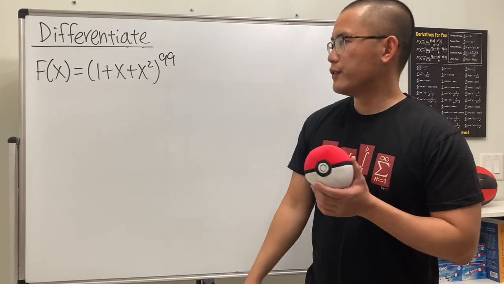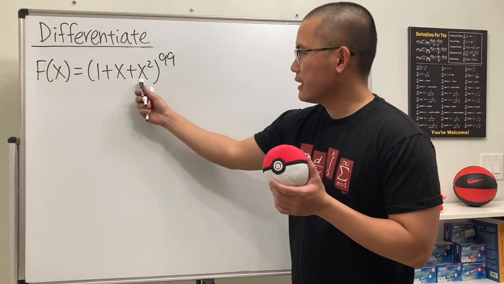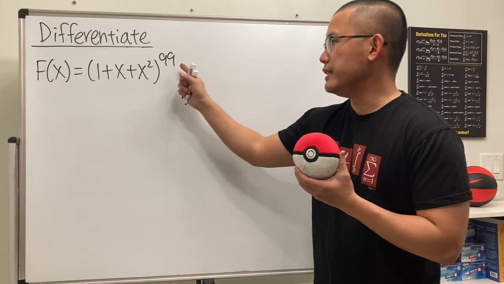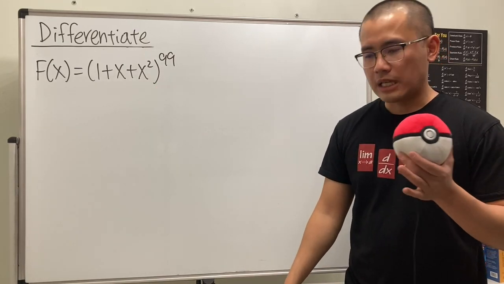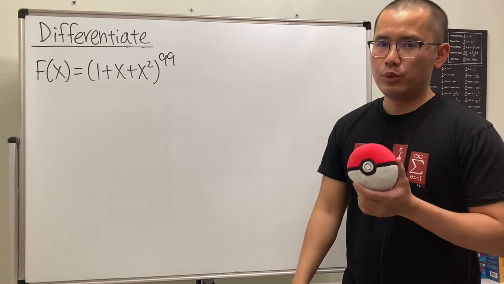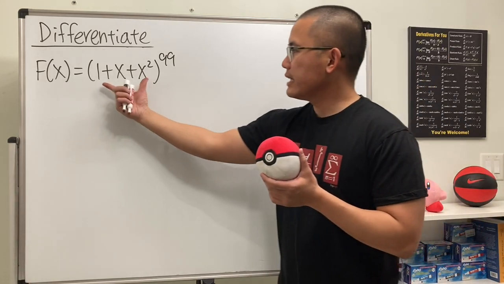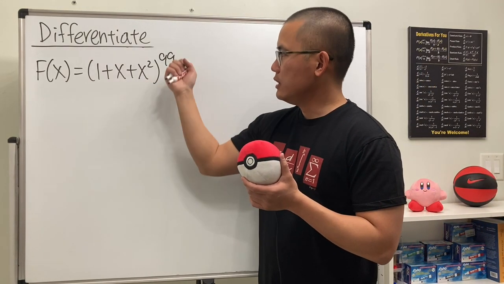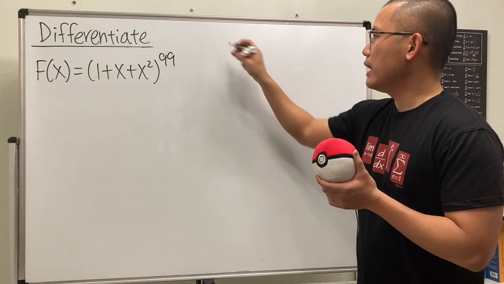Alright, let's see how we can differentiate (1 plus x plus x squared) raised to the 19th power. So this is a composition of two functions. We will have to use the chain rule. And notice that the outer function is the 19th power, right? So let me do that on the side for you guys.